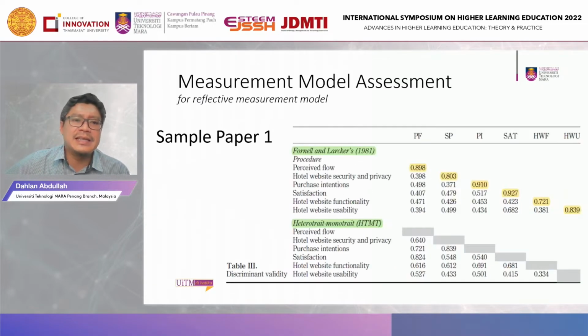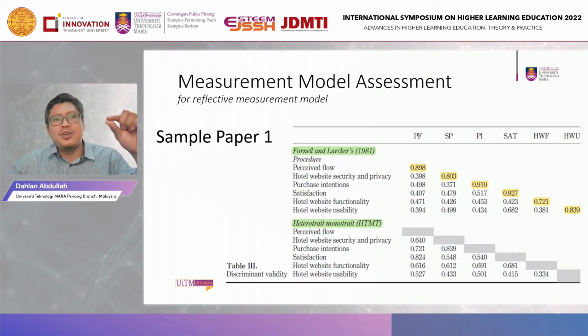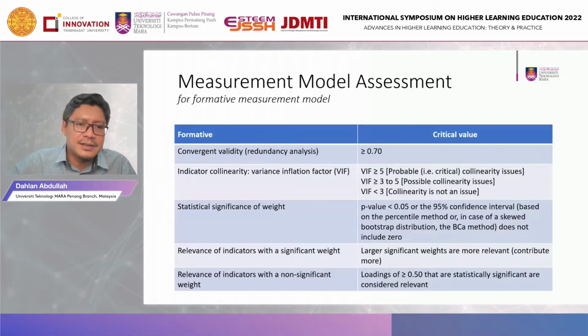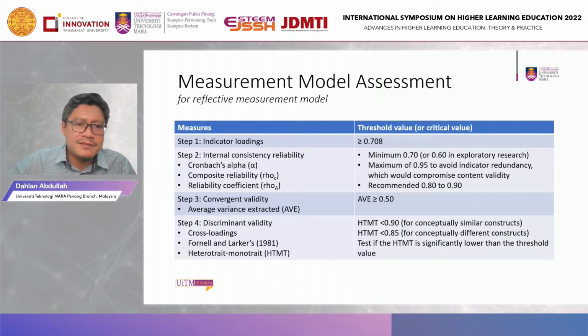There is another step that we need to do, which is to look at the discriminant validity. Discriminant validity is to show how the question items that we have used to measure discriminate from one to another, meaning one question is not measuring the same construct or two different constructs. That is the meaning of discriminant validity. To determine whether the discriminant validity is established or not, if you look at the measures here, we have three different alternatives. We can use cross-loading, Fornell and Larcker, and HTMT.